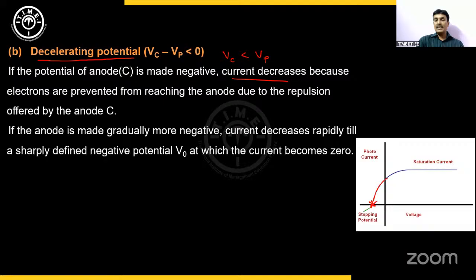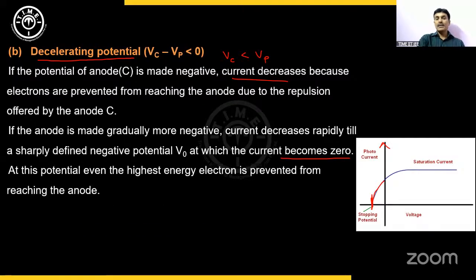That particular potential at which photocurrent becomes 0 is called the stopping potential, because this negative potential is going to stop all the electrons. Even the fast moving electron is stopped by this negative potential. When you increase the negative value gradually, current decreases rapidly till a sharply defined negative potential V0, at which the current becomes 0. That negative potential is called stopping potential or cutoff voltage.